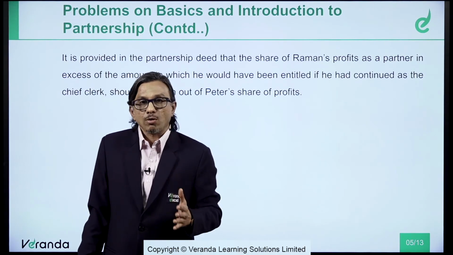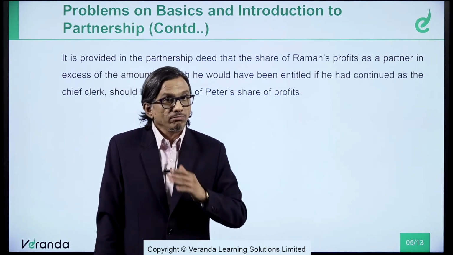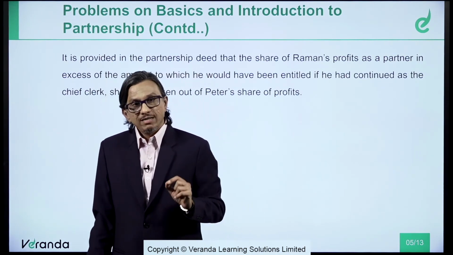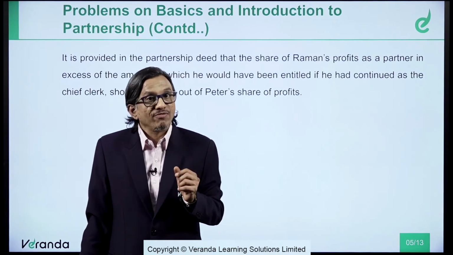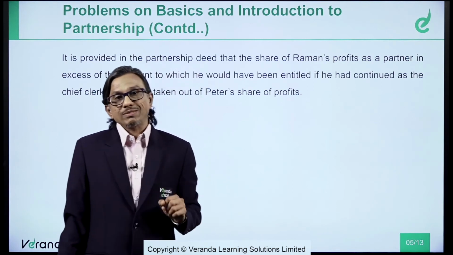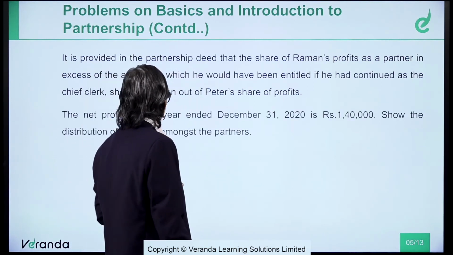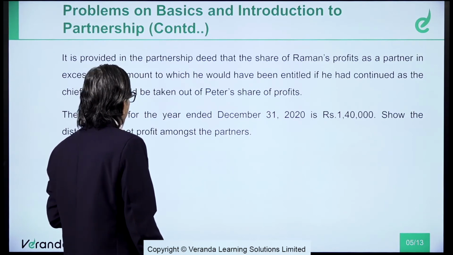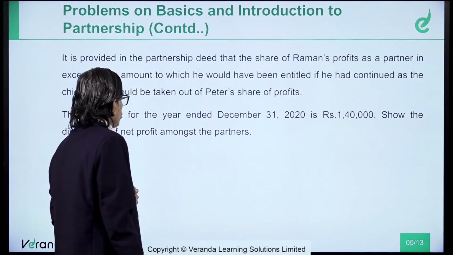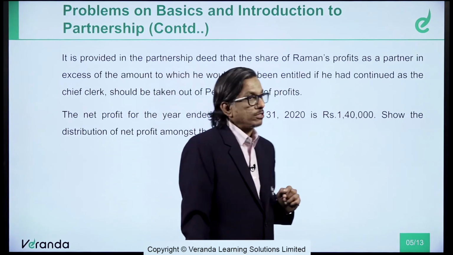Okay, it's a very good problem. They may give you 6 marks also because slight complexity is there. Calculation complexities are there. If you understand, it is easy. Otherwise, you may find it slightly difficult to solve problems like this. So be careful. The profit for the year ended December 31, 2020 is rupees 1,40,000. Show the distribution of profit amongst the partners.